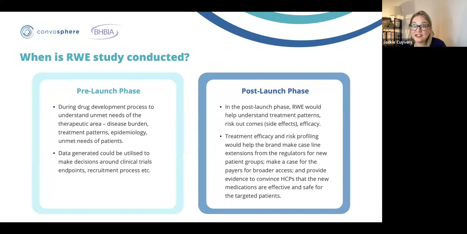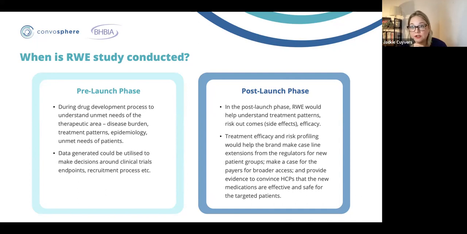So when do these studies happen? So the first time that these happen is in the pre-launch phase. So during the development process to understand the overall therapy area overview, the patient journey, the unmet needs of the therapeutic area, the disease burden, the treatment patterns that the patients are having, and the unmet needs of this patient population.